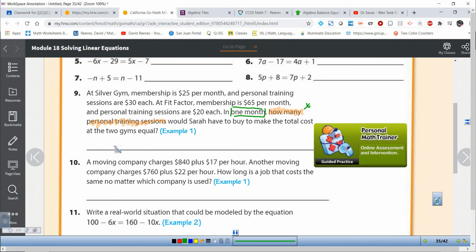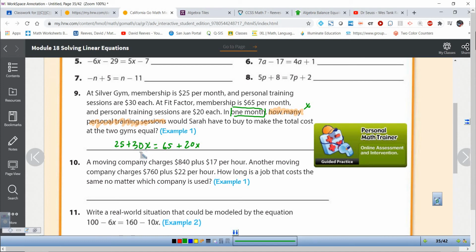So what do we get here? We get $25 in that 1 month plus $30 for every personal training session. Now, how many personal training sessions are we doing? We're doing X personal training sessions. All right. Fit Factor, it's $65 per month. So it's quite a bit more per month, $40 more, but those training sessions are only $20 each. All right. So it's $40 more per month, but the training sessions are $10 less. We want to make those equal, right?